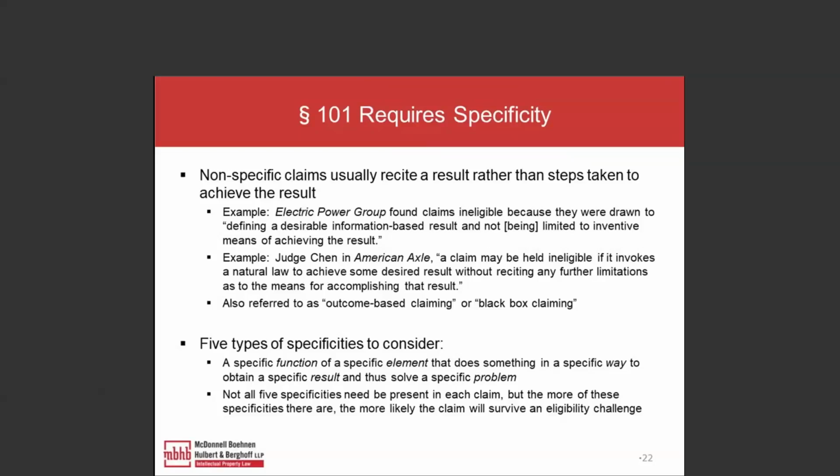Think about those. You don't need all 5 of those in every single claim to be patent eligible, but the more you have, the less likely your claim is going to be outcome-oriented, and the less you have, the more likely your claim is going to be outcome-oriented and thus cause you all kinds of problems.